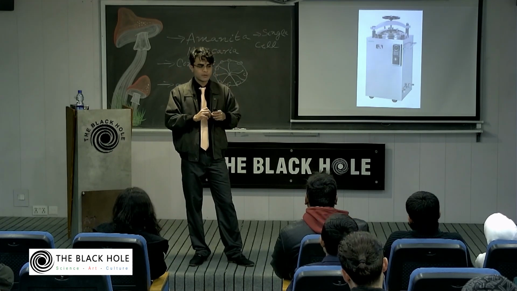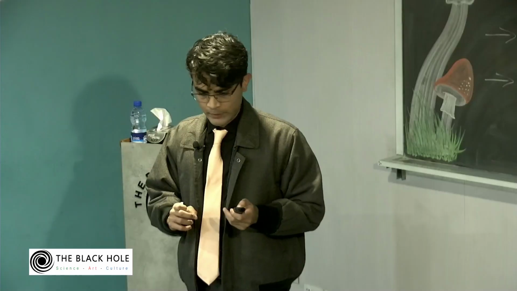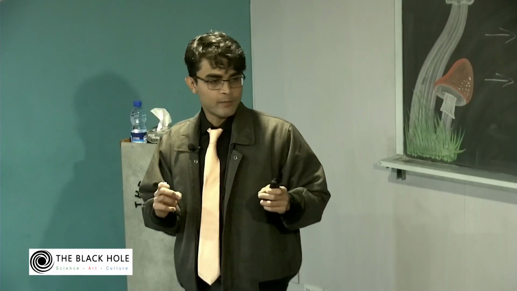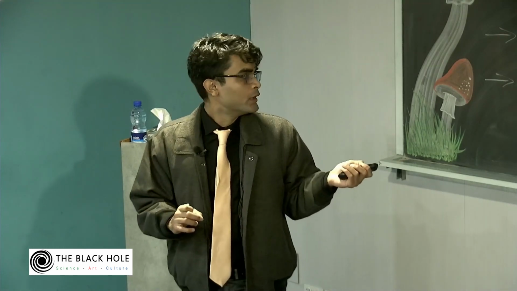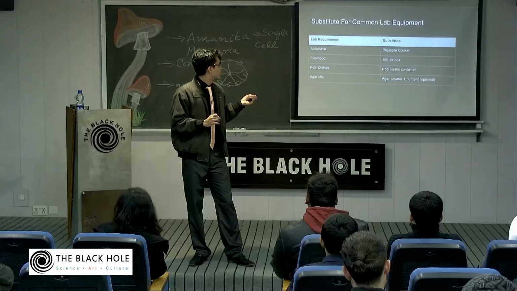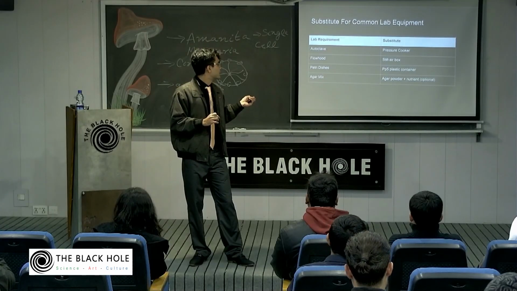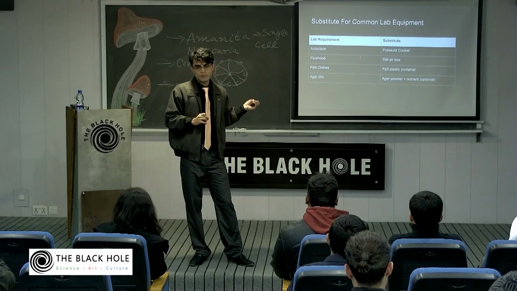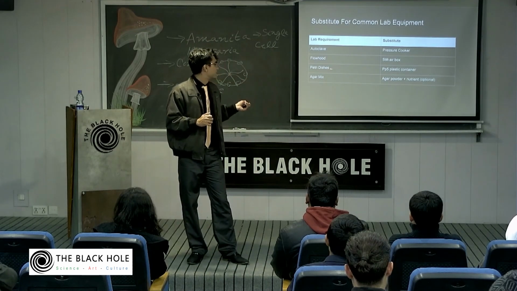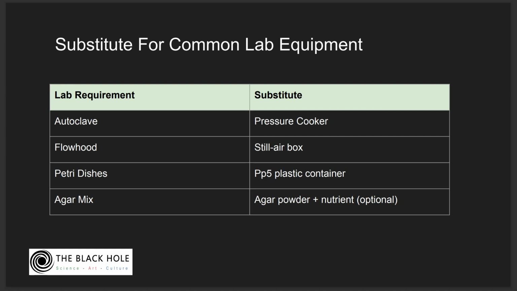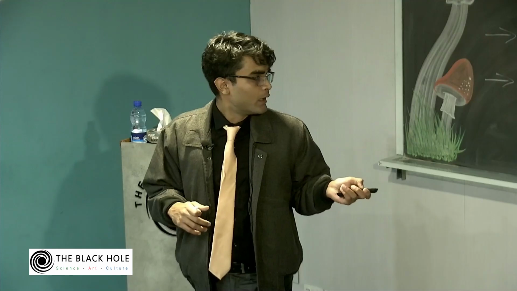I can also grow the same mushroom at my home using not state-of-the-art, but homemade substitutes for these state-of-the-art lab equipment, right? So you can see in this table, I've just quickly written down what some of these are. Instead of an autoclave in a lab, you can use a pressure cooker at home. Instead of a flow hood, you can use a still air box. Instead of petri dishes, you can use these plastic containers, which I will show you. And finally, instead of using the expensive lab-grade agar, you can also use agar that's available in the market.